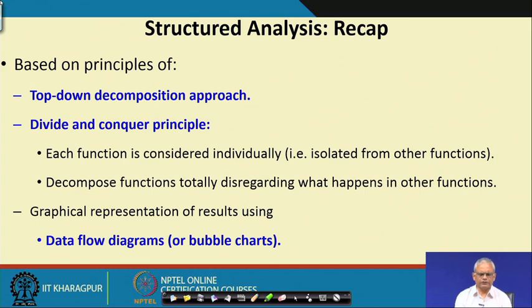Just to recapitulate what we discussed, the structured analysis is a top down decomposition approach. We know what we mean by top down decomposition, and it is the divide and conquer principle. It uses the divide and conquer principle because we look at all the functions in the SRS document, but take each function one by one, and at a time we decompose one function into sub functions, and again at a time we look at one sub function and again decompose it, and that is exactly the divide and conquer principle.